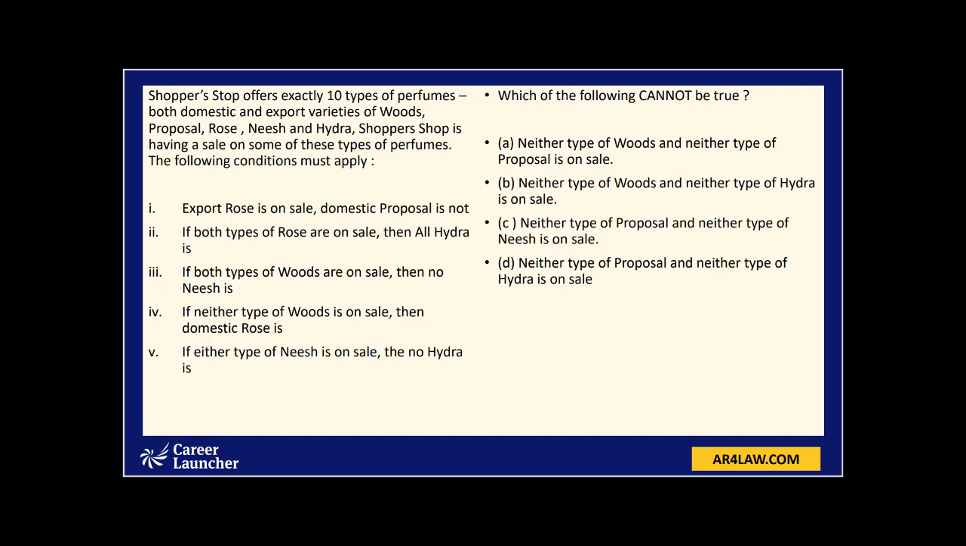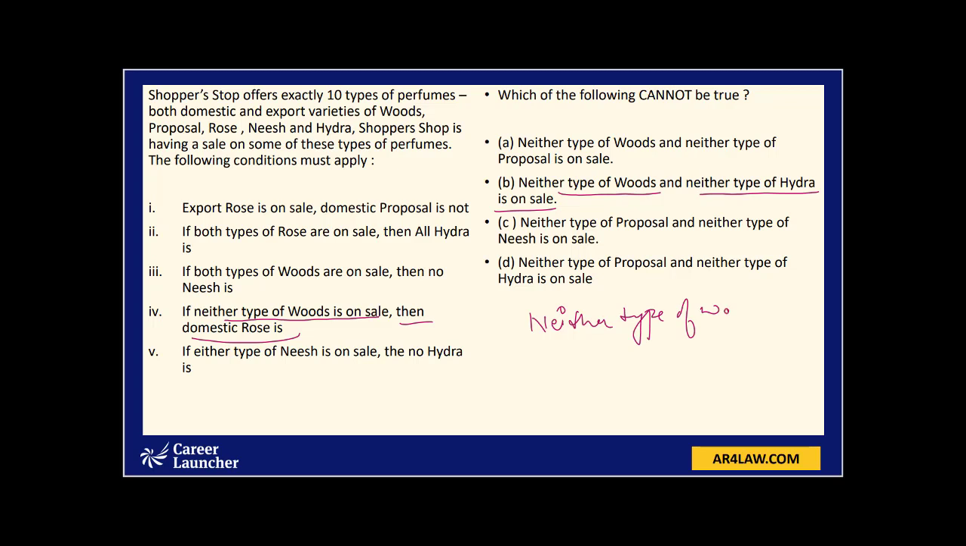Let's look at option B, which says neither type of woods and neither type of hydra is on sale. So neither type of woods has been mentioned in condition 4, which says that if neither type of woods is on sale, then domestic rose is. So if I assume that I have not taken any type of woods, that means my list of perfume that can be sold should have domestic rose. This is coming straight from condition 4.